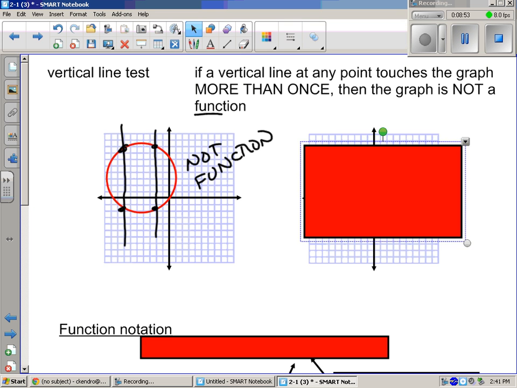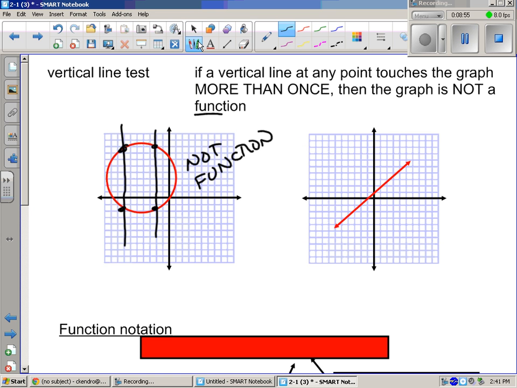All right, the next one has just a diagonal line, and I can do a vertical line all kinds of places, and I'm only hitting it once with each vertical line. So that means this is a function.